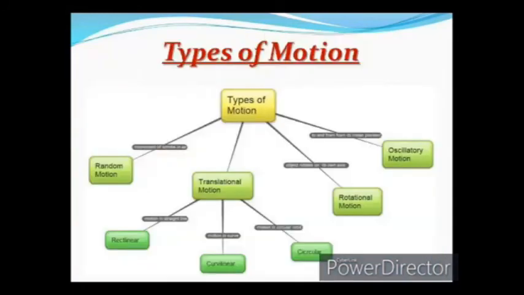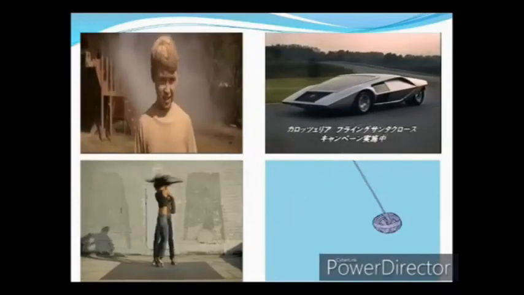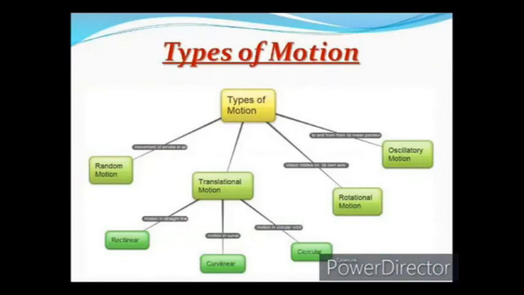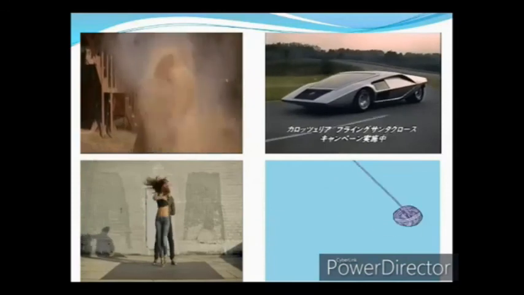The third type of motion is the rotational motion, in which the object rotates on its own axis, which we saw in the previous slide where the girl was rotating, and last one, the oscillatory motion, where the object moves to and fro from its mean position, which represents the last GIF of the ball of wool moving to and fro.